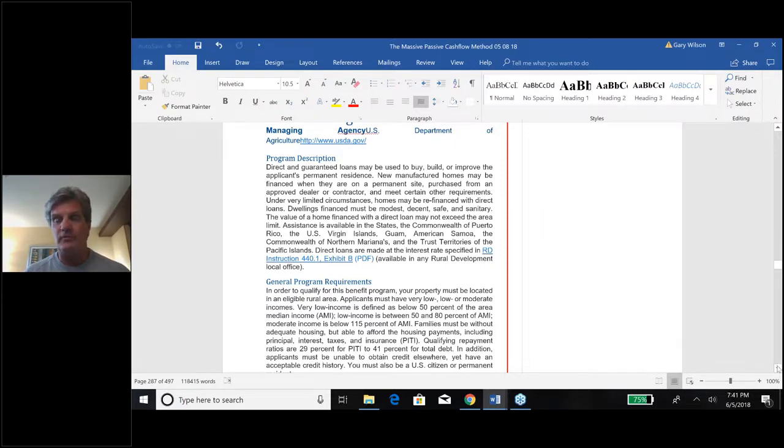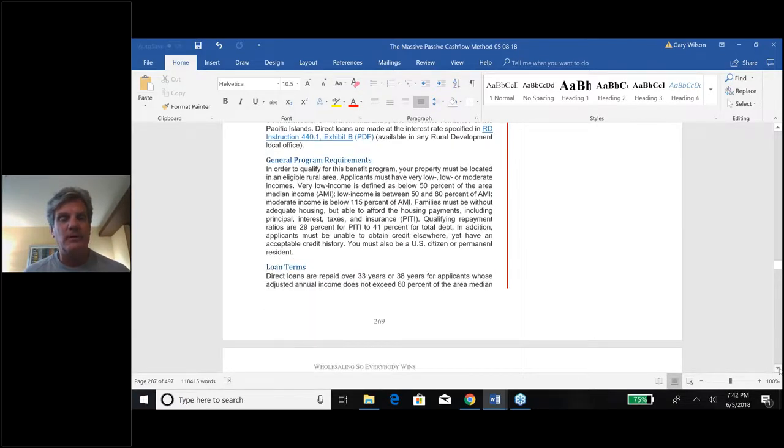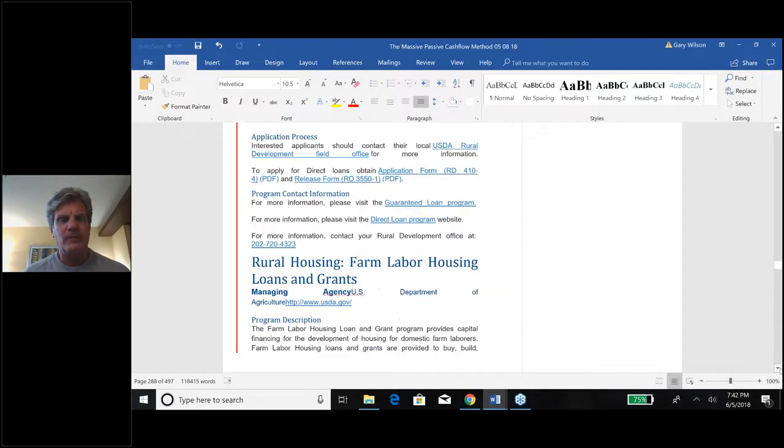But in any case, there are programs to buy property and put homes on those properties, no matter how far out they are. And it exists, by the way, not just in the United States, but in US territories too. How about that? In any case, there's income requirements. You can see the description here, different income requirements. Your income has to be less than 50% of the area median income. That means this is a low income program.